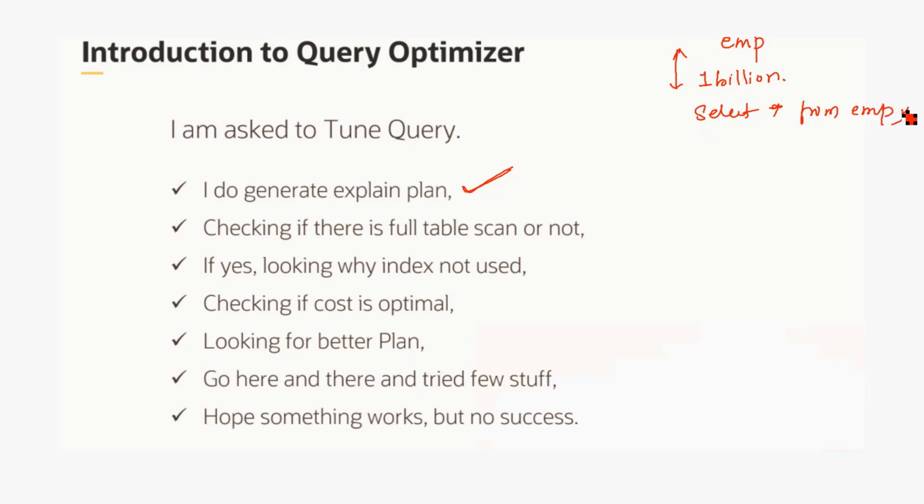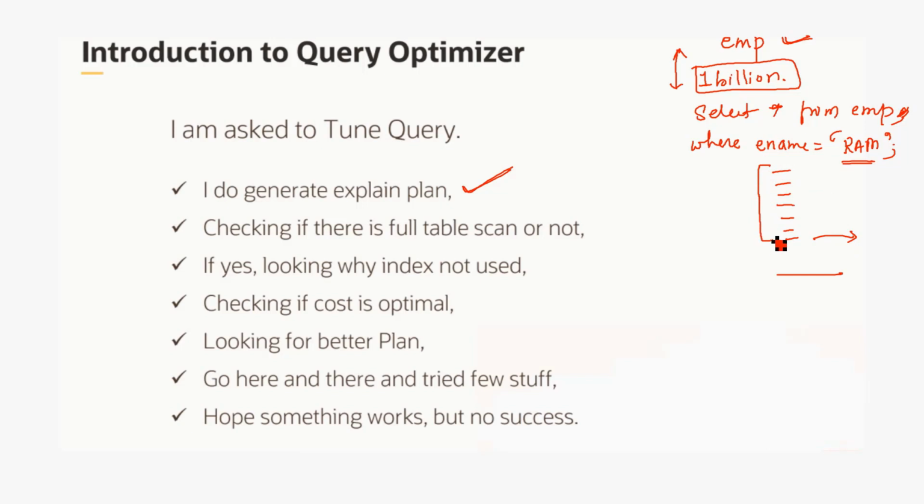But what if you are using a where clause, where ename equals Ram? What will happen? The person with the name Ram, if present in the EMP table, will be displayed, right? But say Ram is at the bottom of the 1 billion records EMP table. So it will fetch the records from the initial part and approach the bottom part of the table and then throw the output, right? So the time taken to fetch the records is what we call a full table scan.